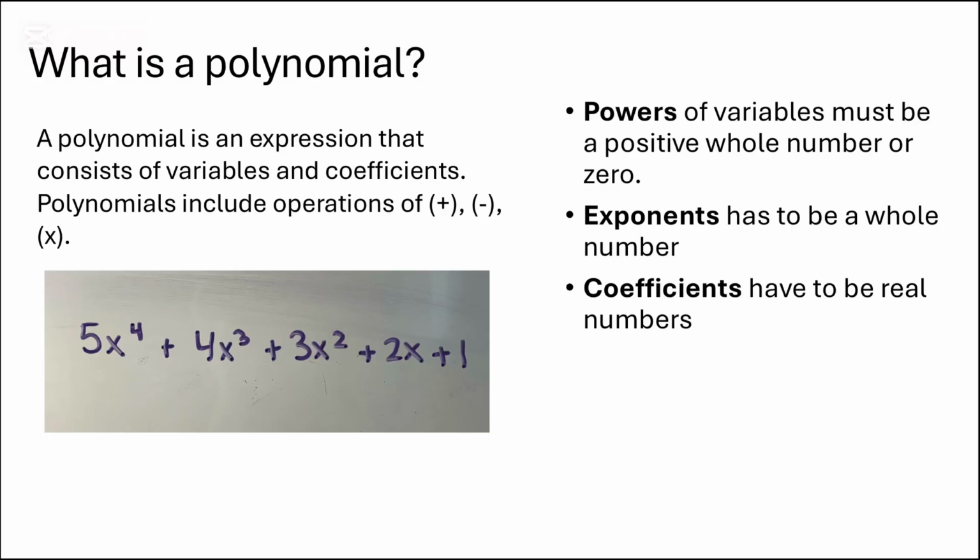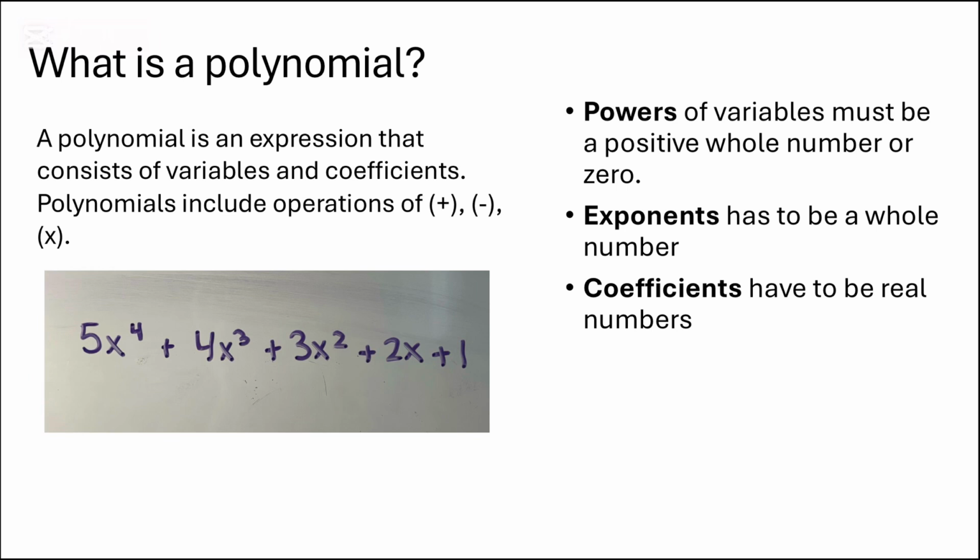So what is a polynomial? A polynomial is an expression that consists of variables and coefficients. Polynomials include operations of adding, subtracting, and multiplying. So the equation below is just an example of a polynomial. This is what we're going to be going off of today.